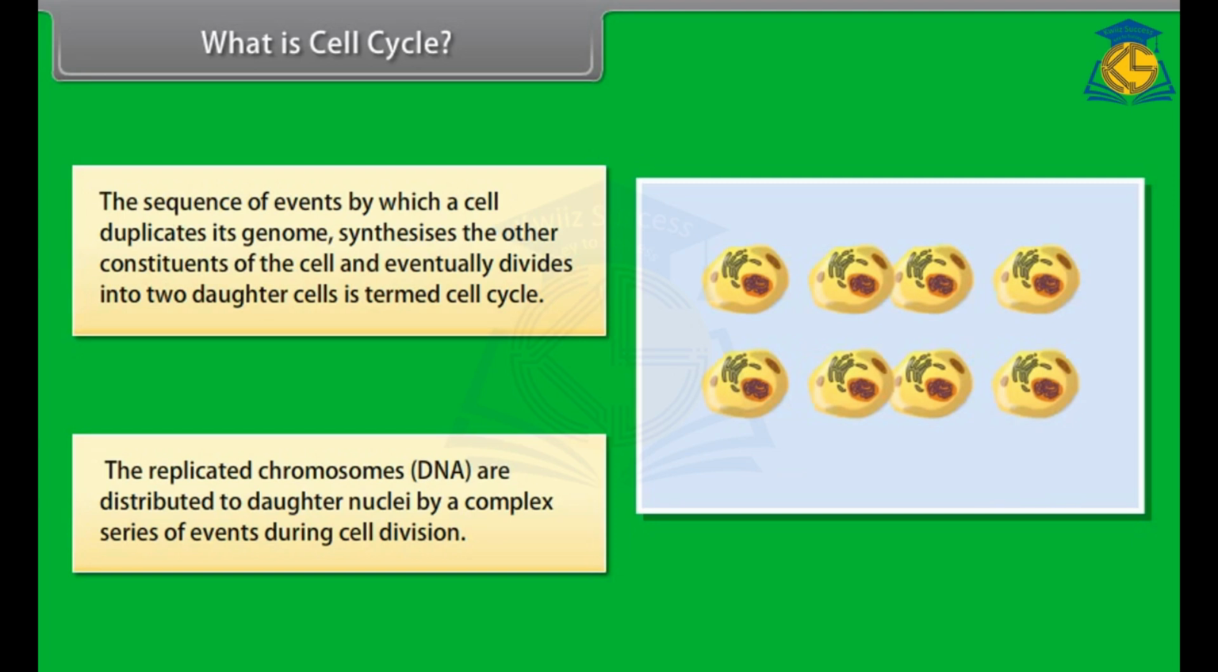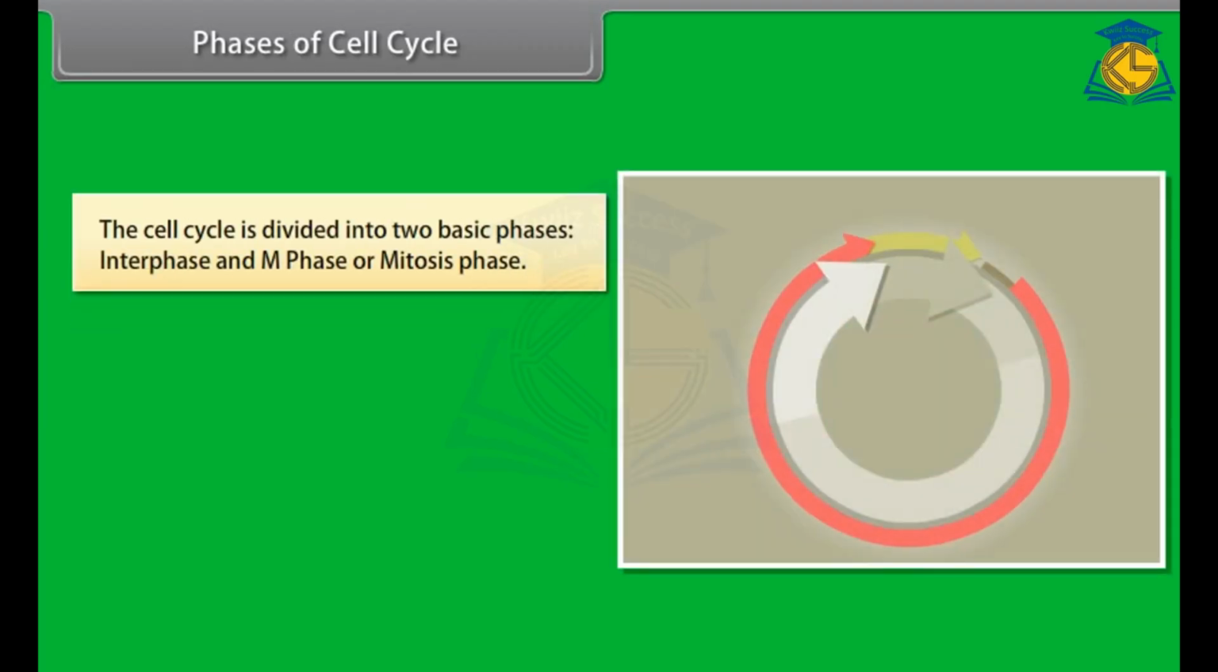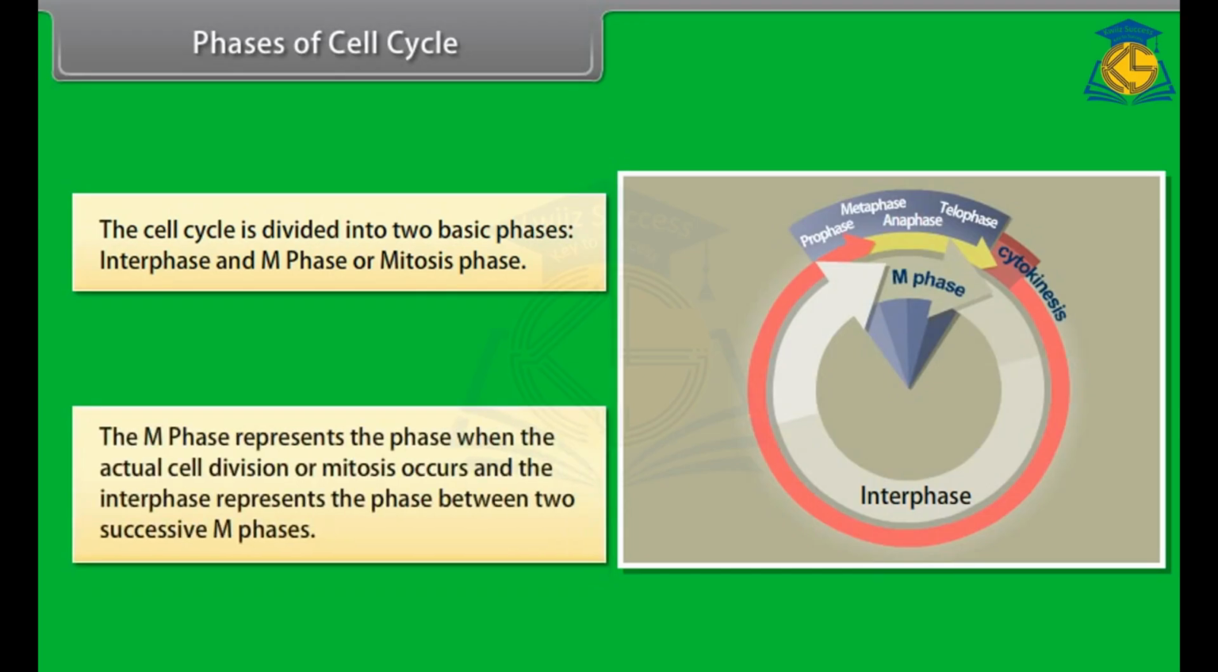Now let us know about the phases of cell cycle. Phases of cell cycle. The cell cycle is divided into two basic phases: interphase and M phase or mitosis phase. The M phase represents the phase when the actual cell division or mitosis occurs, and the interphase represents the phase between two successive M phases.